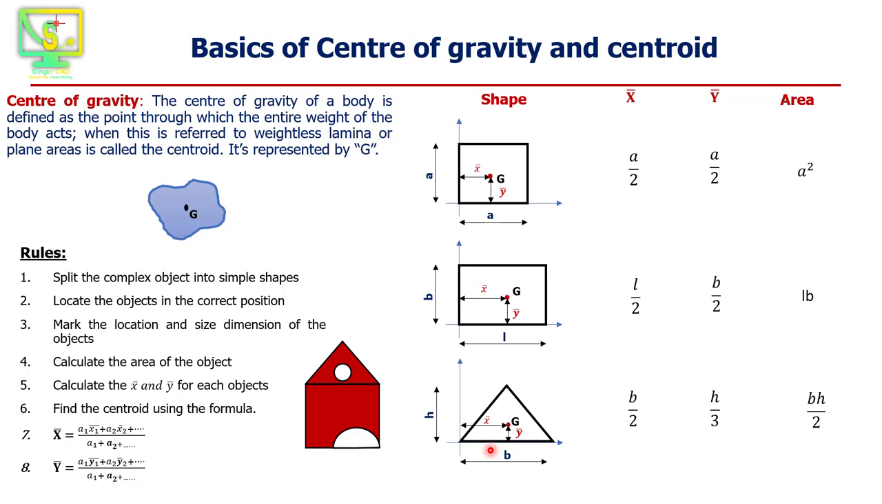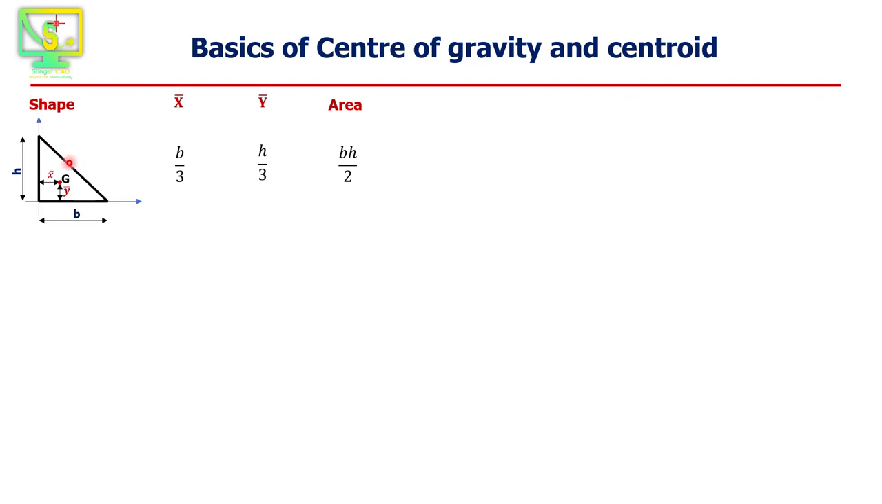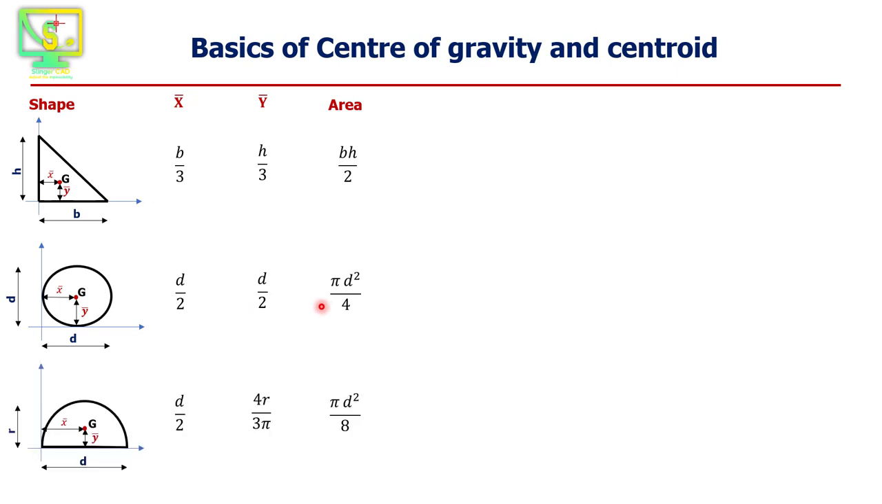For a triangle of base B and height H, X bar is B by 2, Y bar is H by 3, area is half BH. For a right angle triangle, X bar is B by 3, Y bar is H by 3, and area is half BH. If it is a circle, then X bar is D by 2, Y bar is D by 2, area is pi D square by 4.